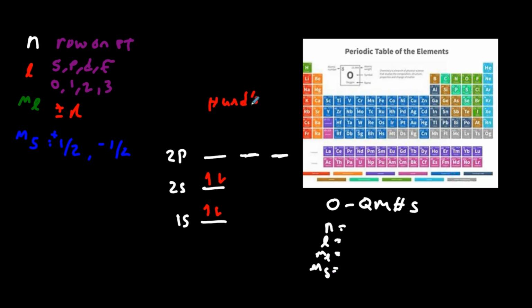Hund's rule states that we need to put an up-spinning electron in all of the orbitals before we can put the down-spinning electrons. So, if we wanted to do oxygen, which is atomic number 8, we've already done 4 electrons. So, when we put our 4 electrons, we put 1, 2, 3, and then with 4, we put down.